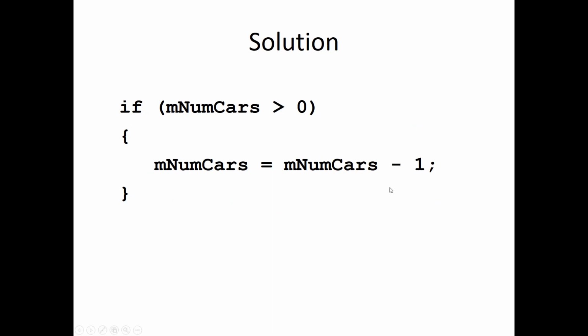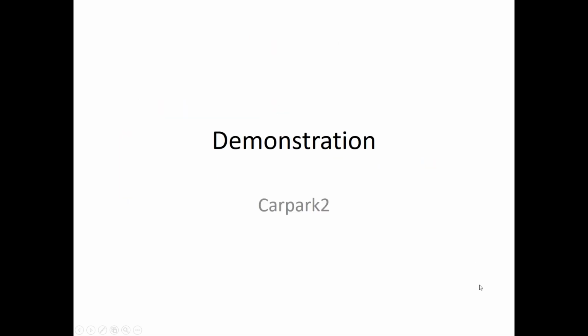And there's a solution. Okay? If the number of cars in the car park is greater than 0, then we can actually remove a car from the car park. And let's have a look at that working in our car park 2 example.